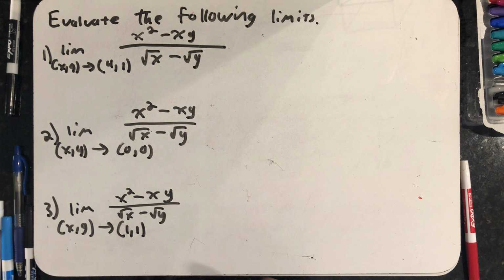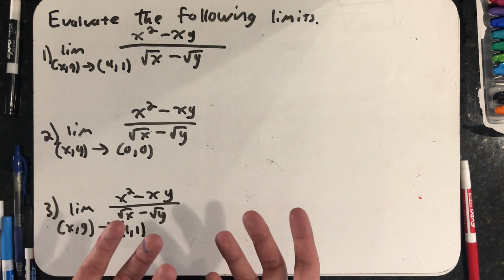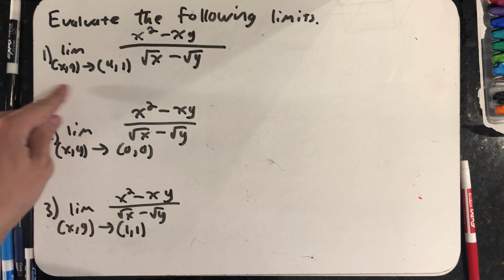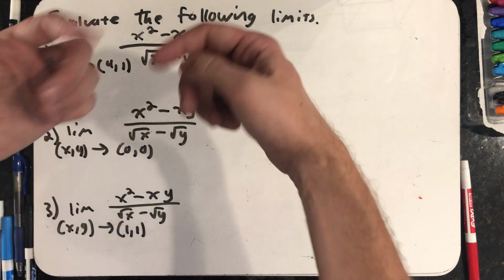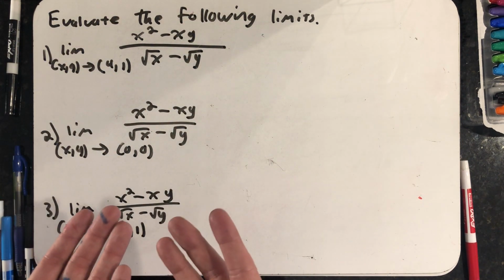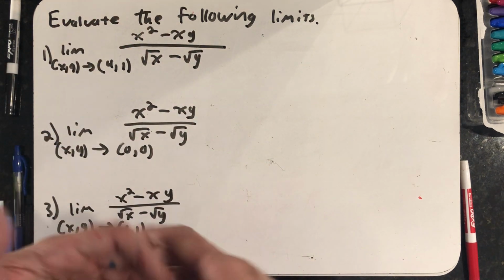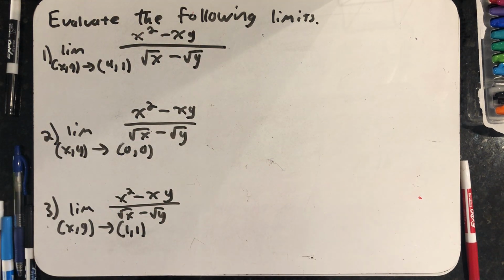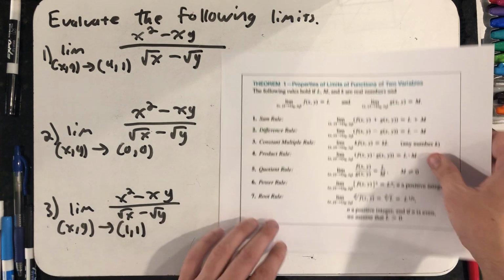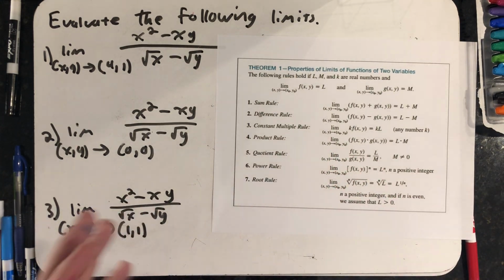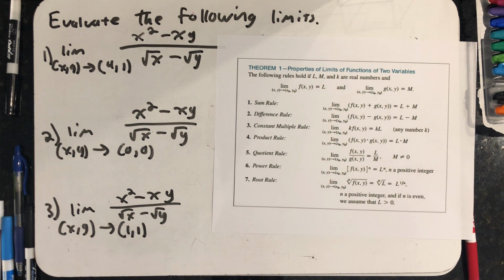And if I was in Calc 1, I would really want to be using my limit laws here, right? The rules that say, hey, if you're taking a limit of a fraction, you can take the limit of the top and bottom independently of each other, and that you can split up differences and that powers and roots behave very well. And the good news is all of those rules still hold. This is a theorem from our textbook. The following rules hold if L, M, and K are real numbers, and we have these two limit statements.